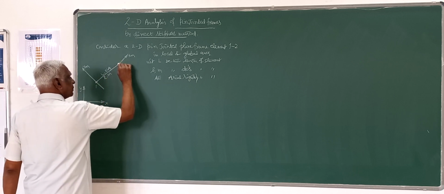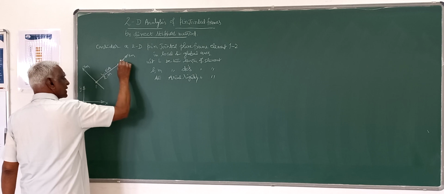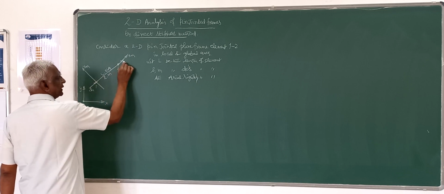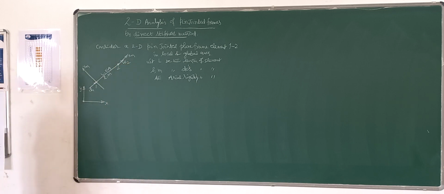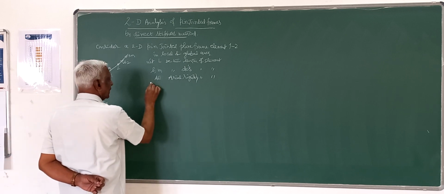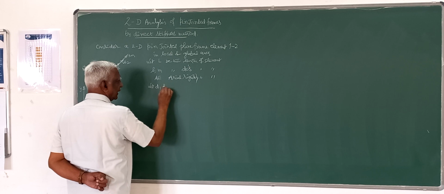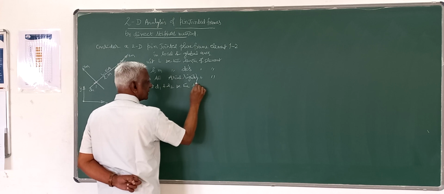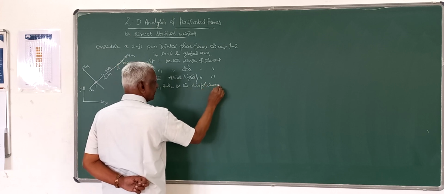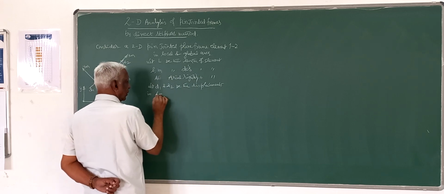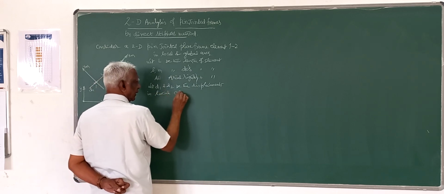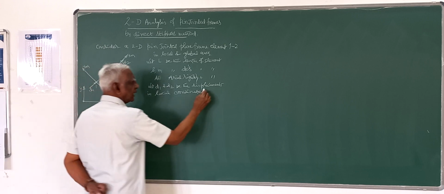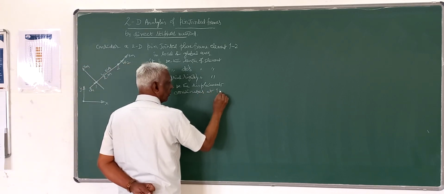So the displacements in local and global axis are this. Let d1 be the axial displacement at 1, d2 be the axial displacement at 2. Let d1 and d2 be the displacements in local coordinates, along 1 and 2.